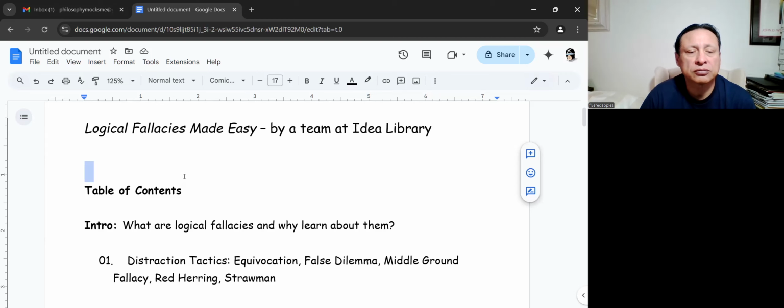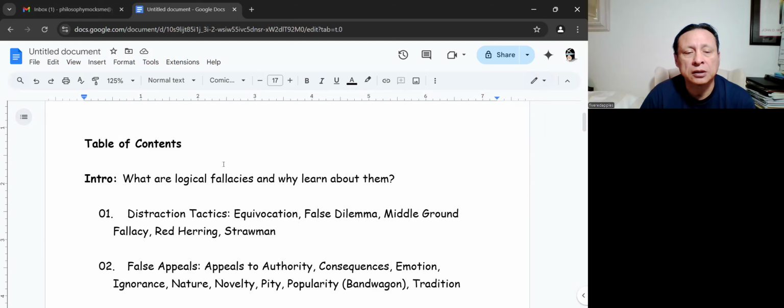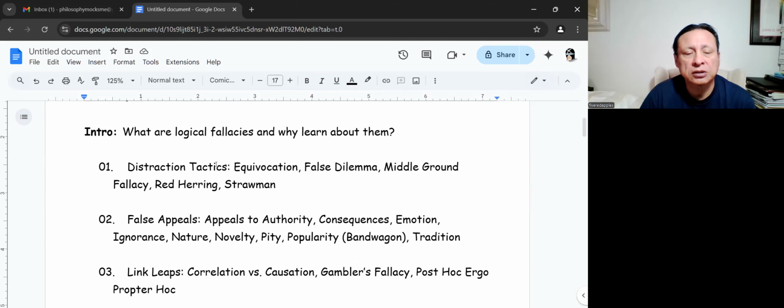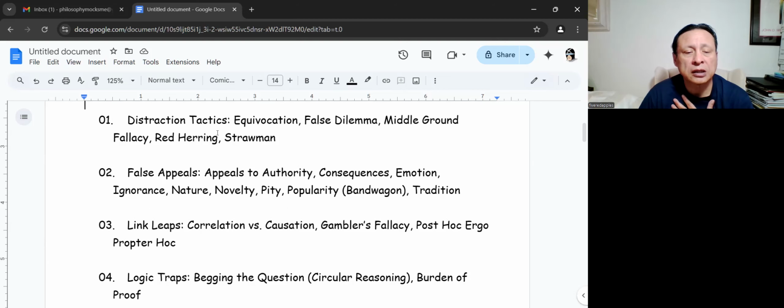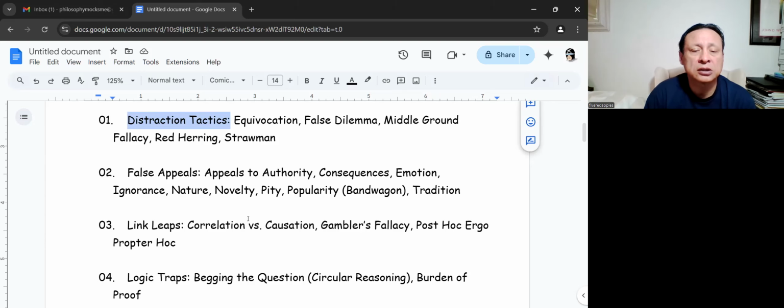Okay, so the book is called Logical Fallacies Made Easy. The table of contents looks like this. It has the introduction, which asks what are logical fallacies and why learn about them. Then here we go, the meat of it. They divide this into six major chapters, and each chapter has subdivisions. The first is what they call distraction tactics, tactics that steer you away from the topic. They're tangential, or lead you astray and make you forget exactly what you're supposed to be talking about, what you're supposed to be debating, or what the point was.